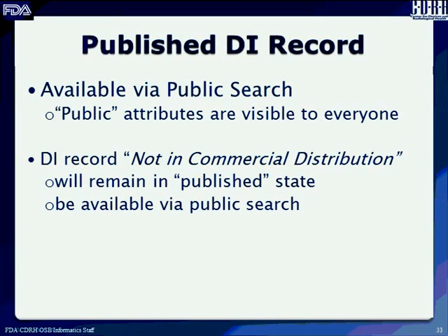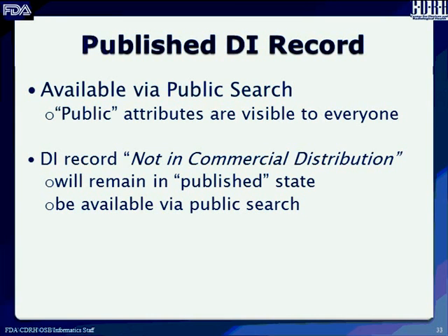If you take a device out of commercial distribution, you would come and update the DI record. If you recall, you would put a commercial distribution end date. You would populate that. When you populate that field, on that date, we will change the status of that record to say not in commercial distribution. At that point, though, remember the record will still be a published record. It will still be available via public search, but the public will know that this device is no longer in commercial distribution.